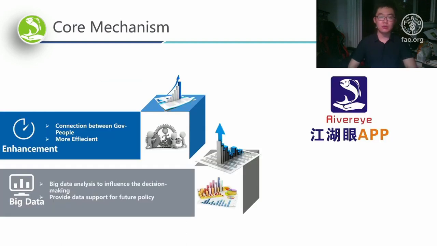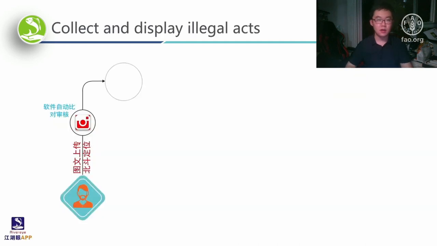So the core mechanism of the RiverEye app is basically about empowerment and big data. As for empowerment, we serve as a platform of connection between government and the people, so that the government can work more efficiently and people can report more efficiently as well. And as for big data, we have this mastermind-like platform that can do big data analysis to influence government decision-making afterwards, and we can provide the data for future policy.